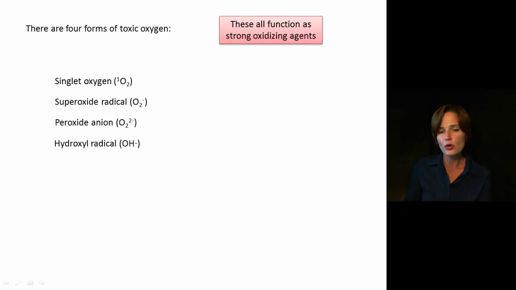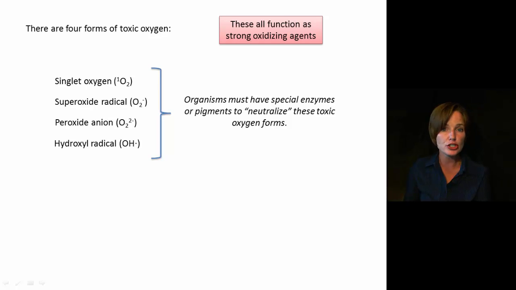But if we have organisms that survive in the presence of oxygen, the reason that they're able to do that is that they do contain special enzymes or pigments that help them to neutralize these toxic forms. So they basically take them and they're able to turn them into a non-toxic form. If an organism does not have the special enzymes and they don't have the pigments to deal with these, then they're not going to be able to survive in the presence of oxygen because they would just get too much damage and it would overall end up killing them.